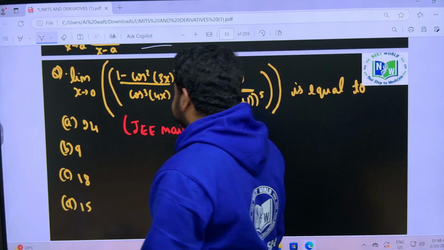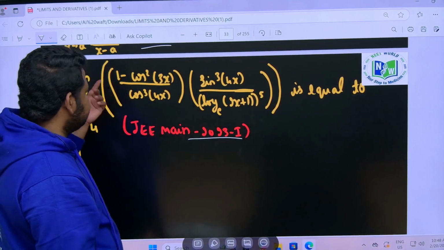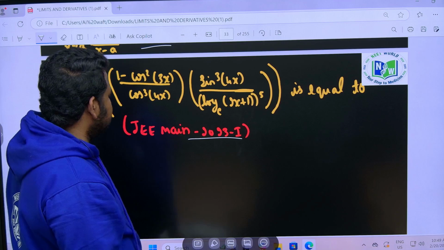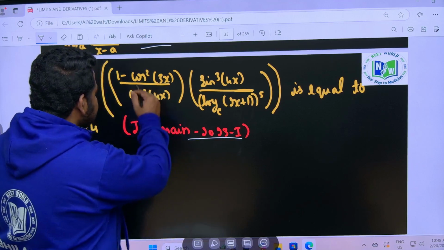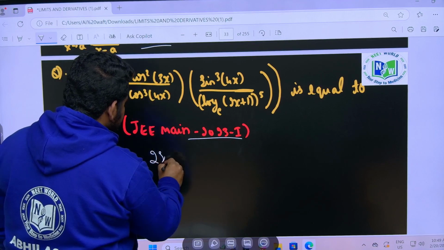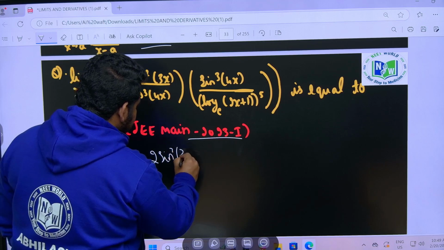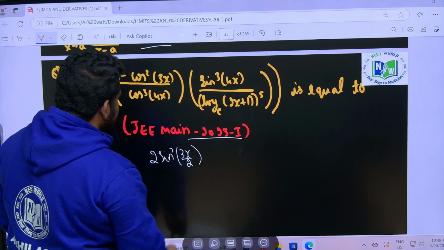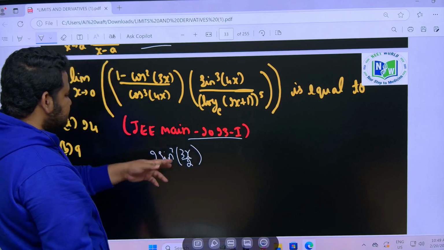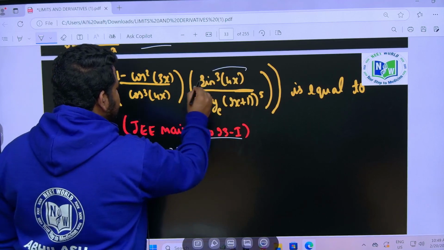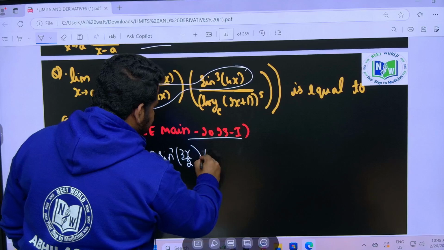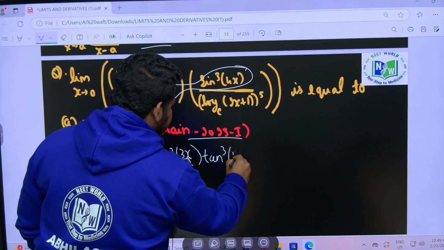JEE Main 2023. Now, I will not take the whole thing, I will take whatever is inside, because 1 minus cos theta is 2 sin square theta by 2. So this will become 2 sin square 3x by 2. Then, sin cube by cos cube is what? Tan cube. I'll write it as tan cube 4x.